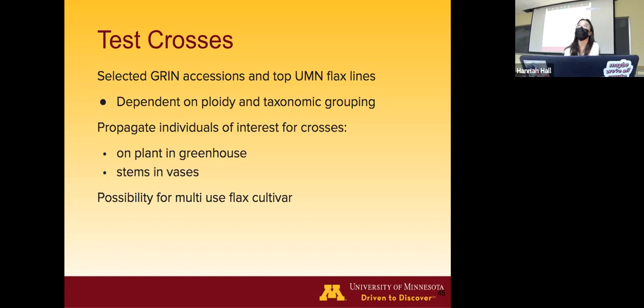And so our hope is to possibly produce a multi-use flax cultivar. So one that has qualities from, let's say, oilseed and garden bedding, or ones that are cut flower, but also have some fiber qualities to them.